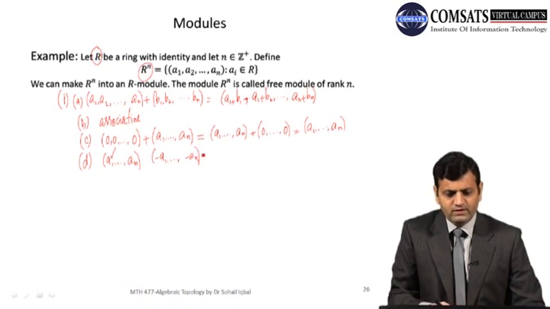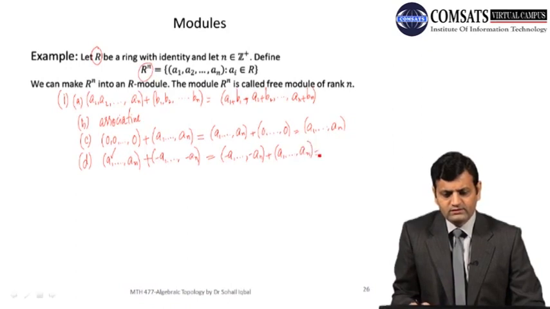Similarly, up to -an, the additive inverse of an inside this ring R. So I can define (-a1, ..., -an), and this must belong to the set Rn. When I add these two elements in any order, the answer will remain (0, 0, ..., 0). And so for any element, there exists an additive inverse.